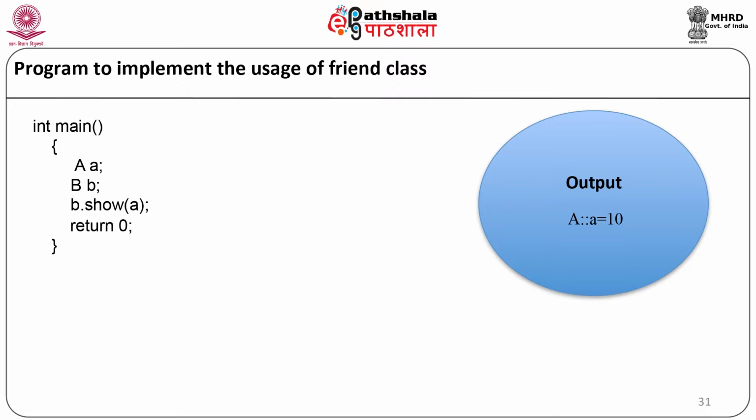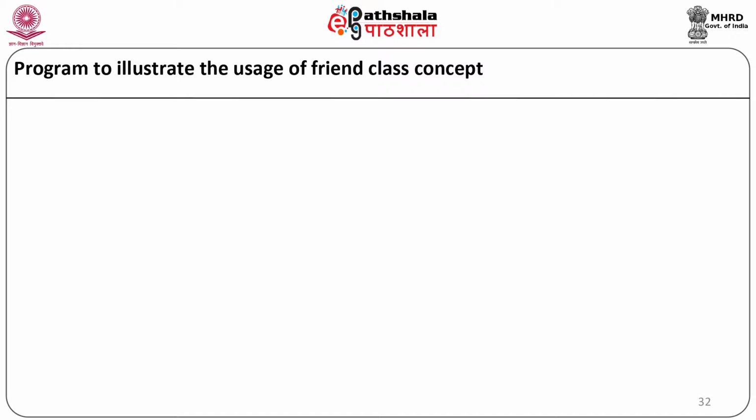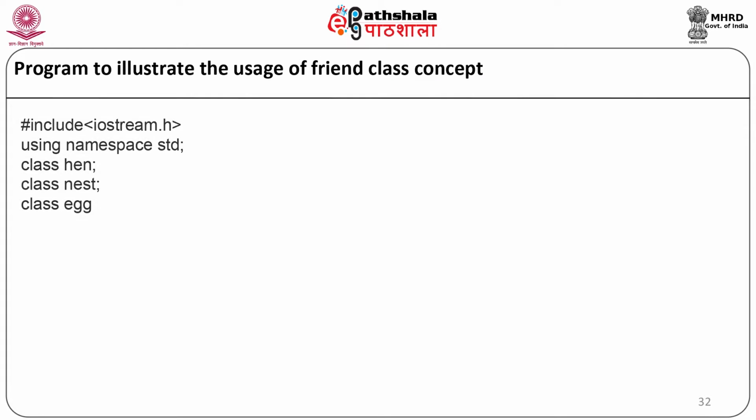So as you can see, we have seen the usage of a friend class in this particular program. Now let us see the usage of the friend class concept. We will write one more program for the friend class. Here the friend class concept is applied to 3 classes. There are 3 classes that we are going to declare. The first 2 classes will have the forward declaration, and for the third class the proper definition will come.